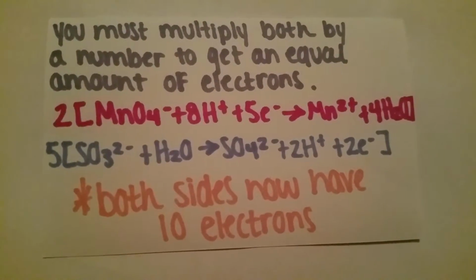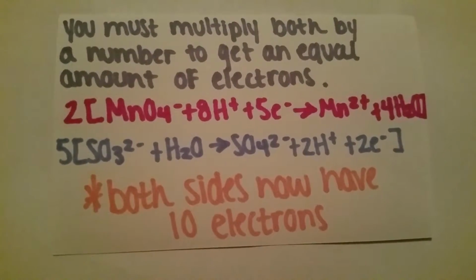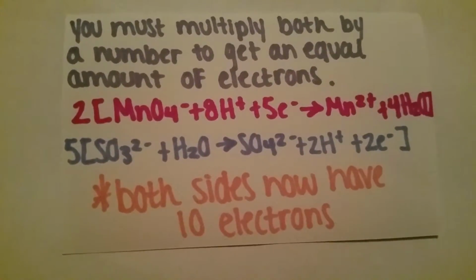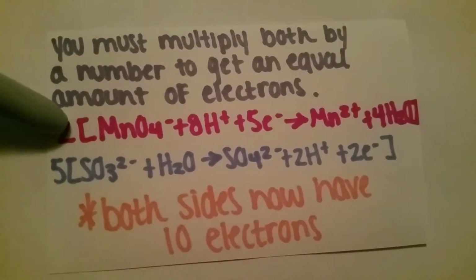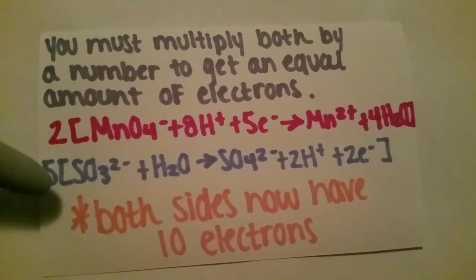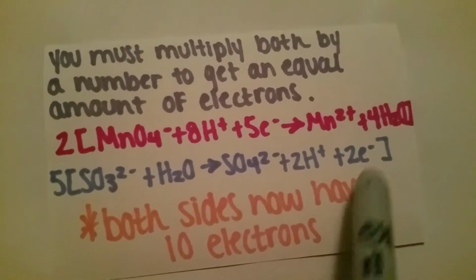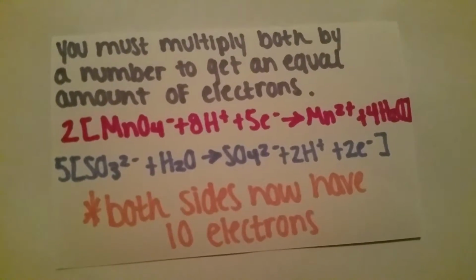Now that we have both half reactions completely balanced, we must multiply both equations by a number to get an equal number of electrons. Remember, everything has to equal. So if we balance this equation by multiplying by 2 and this equation by multiplying it by 5, we see that both sides now have 10 electrons, because 5 times 2 is 10 and 2 times 5 is 10. So now we are completely equal.